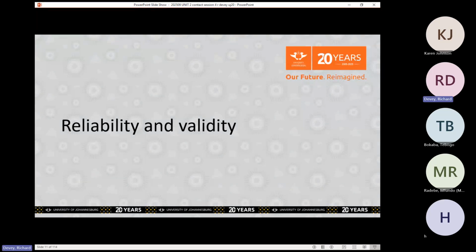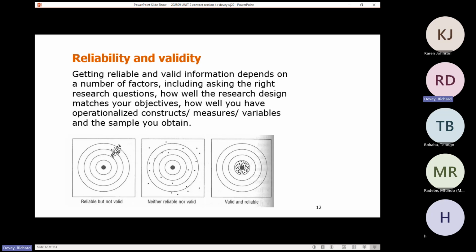Okay, so we're going to talk about reliability and validity. I'm not going to finish the session today if we're finishing at 12, but let's try and cover reliability and validity because you need to know about this for your assignment.